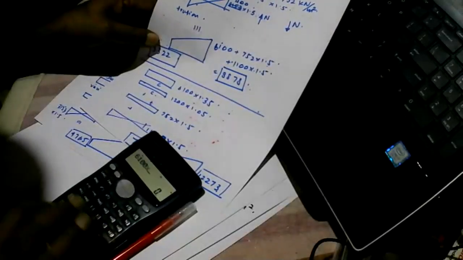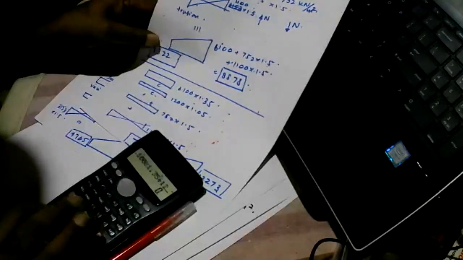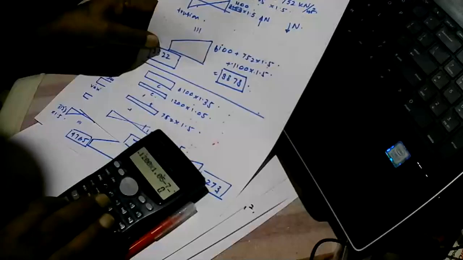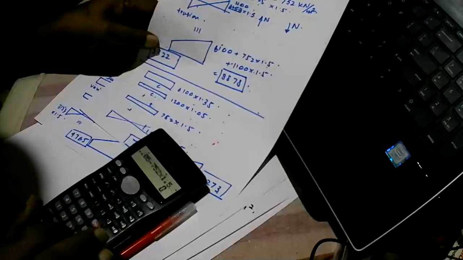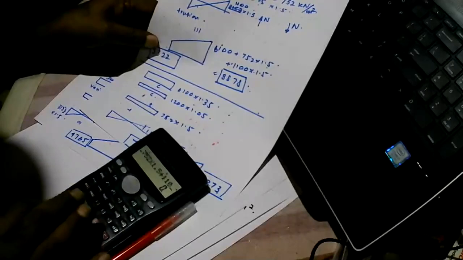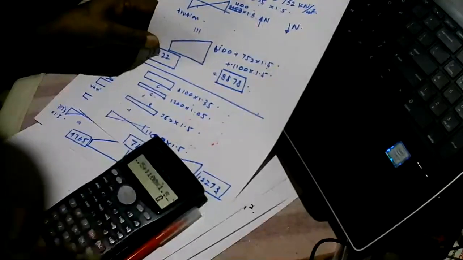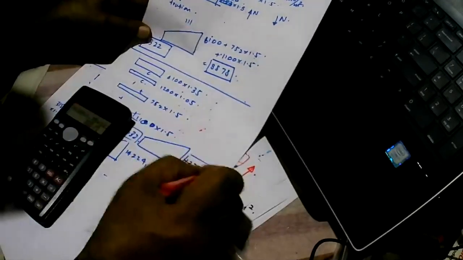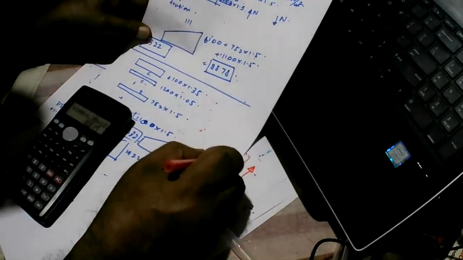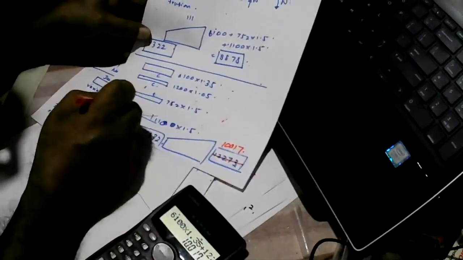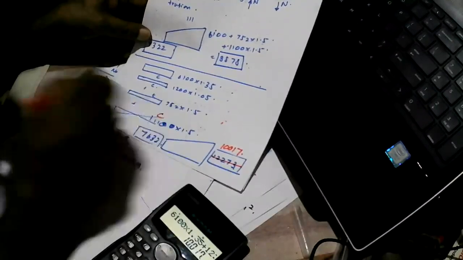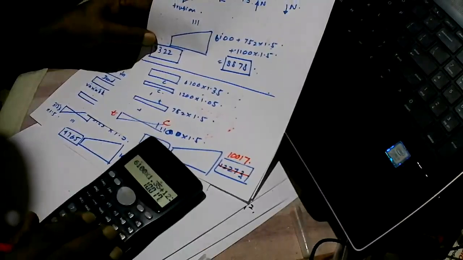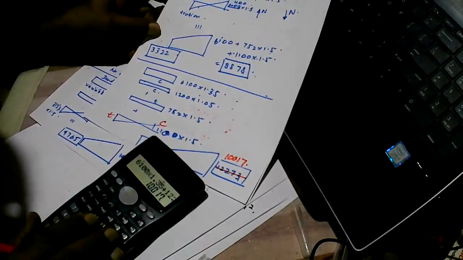6,100 into 1.35 plus 1,200 into 1.05 minus 752 into 1.5 plus 1,100 into 1.5. I think I have made a mistake. Yeah, this is actually not 12,000. This is 10,017. In the above one also, sir, clearly indicate which is tension, which is compression. Otherwise, you can make a mistake. Okay. In the above one also we did that, sir. I did that. Yeah.